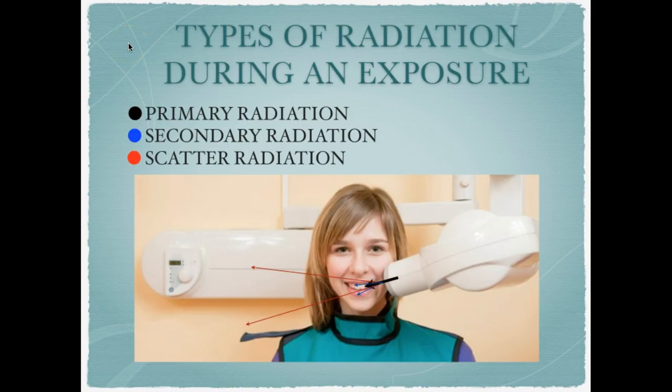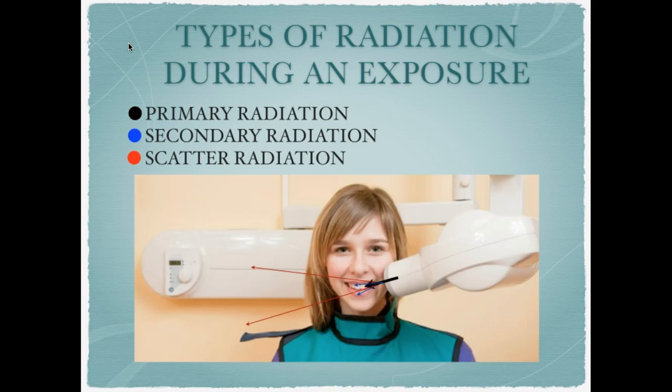Now, when radiation is released from the tube housing through the PID, you have primary radiation, sometimes known as the central ray, which is what is going to affect your image receptor. And therefore we have our image, either immediately through digital technology or the latent image through film.